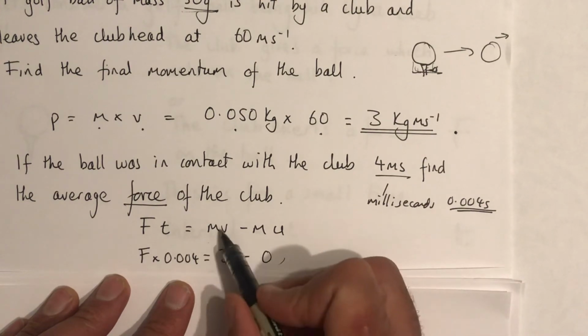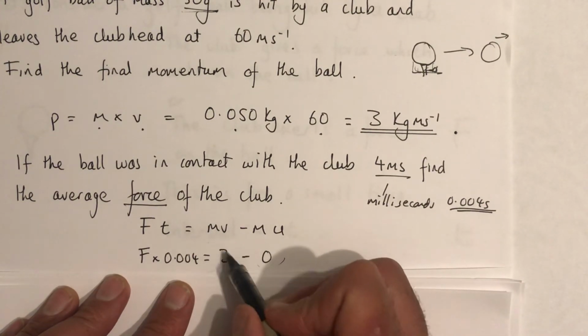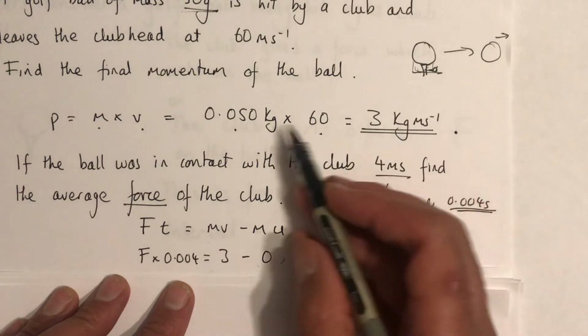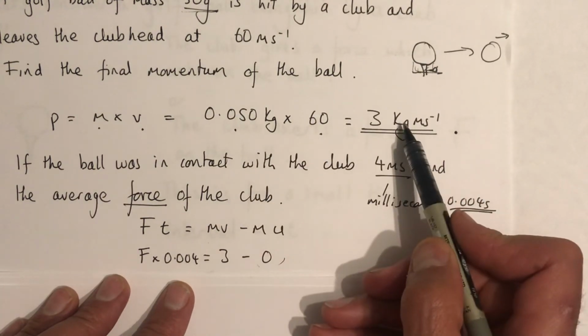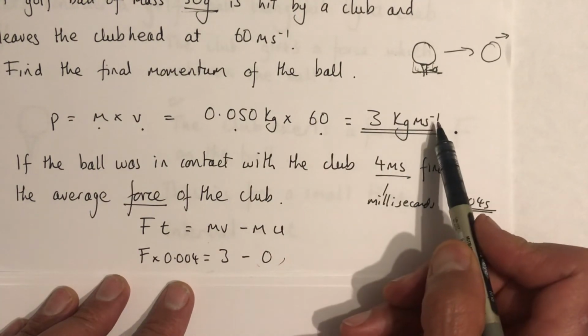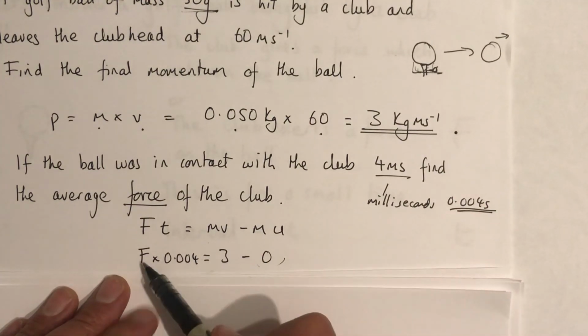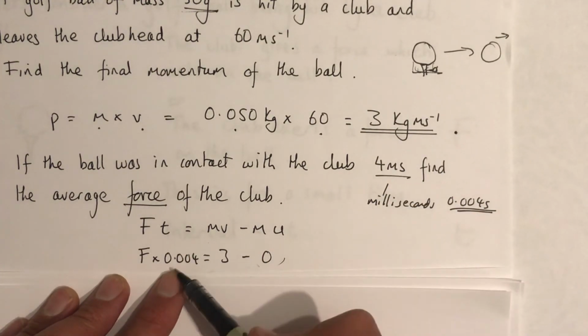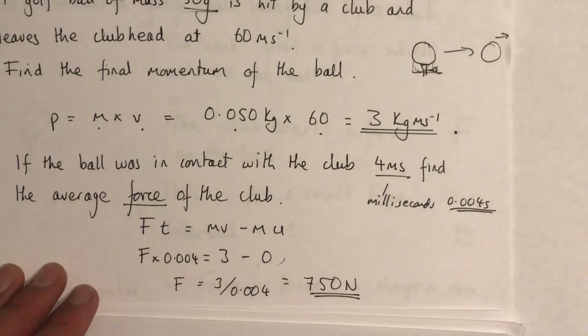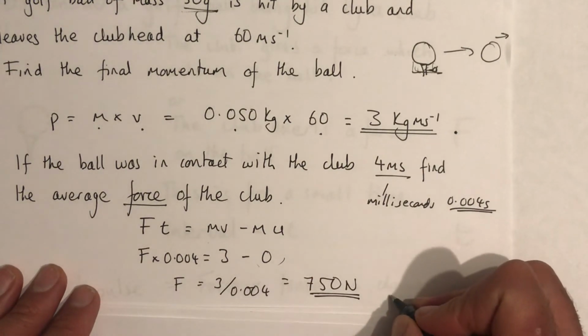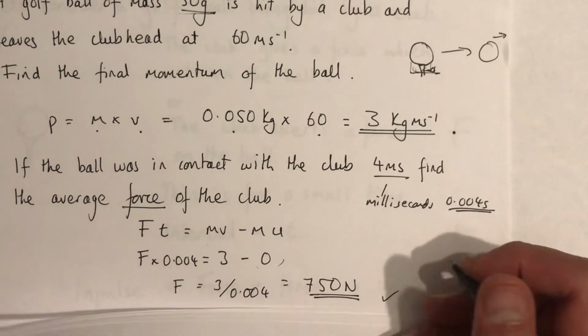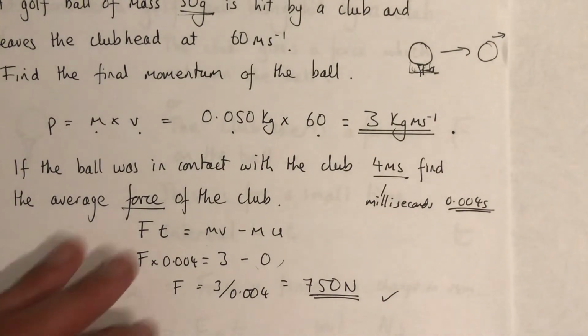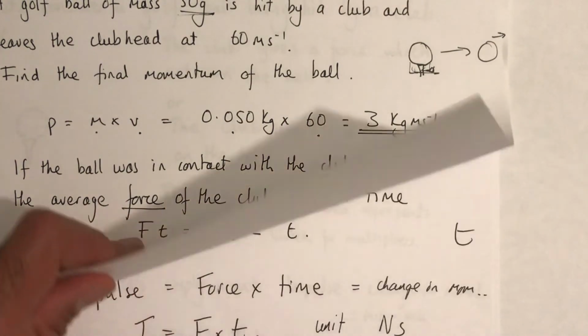My initial velocity u is 0, my final velocity is 3, so my final momentum is 3, in units of momentum, kilogram meters per second, that I've got from up there. My time is 4 milliseconds, and my force I want to know. And when I do that, I get 750 newtons, which seems fine. It's a big whack, and the ball goes.